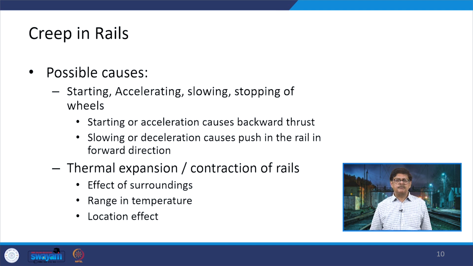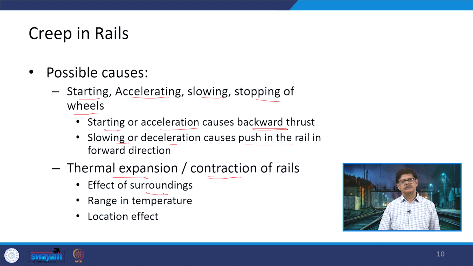But before that, the other possible causes are starting, accelerating, slowing or stopping of the wheels. When there is a starting or acceleration, a backward thrust is created. When there is a slowing or deacceleration, it causes a push in the rail in the forward direction. So, accordingly there is a backward push or a push in the forward direction. There can be a thermal expansion or contraction of the rail because of the change in temperature, which is generated from the surroundings, and those surroundings define the range of temperature in which it changes, on the positive and negative side with respect to the mean rail temperature, and then what the location effect is.